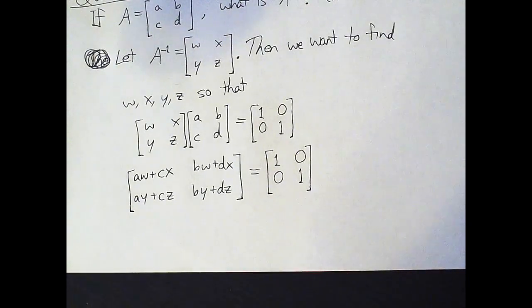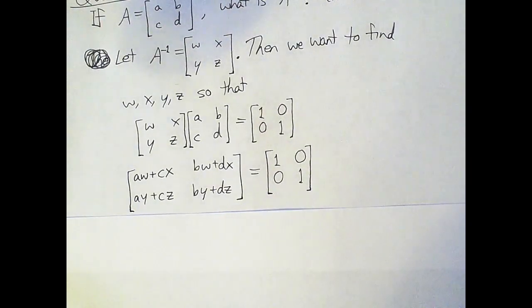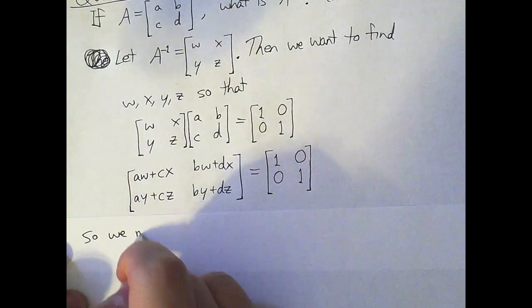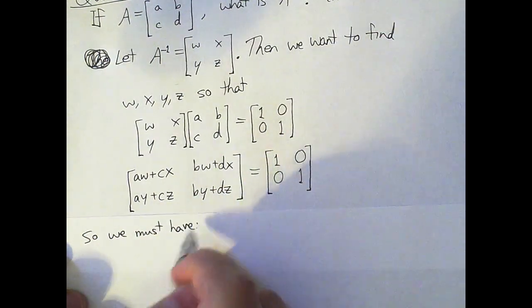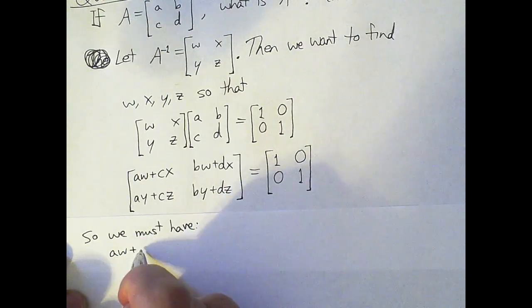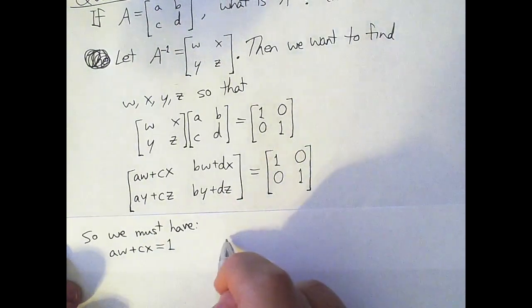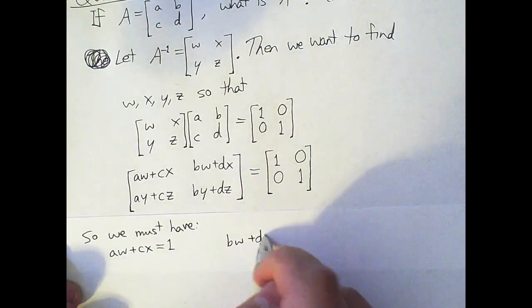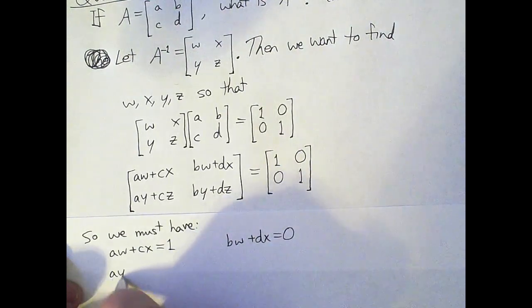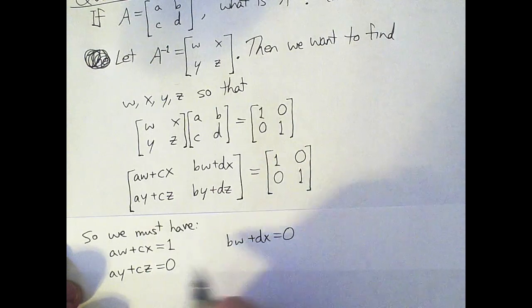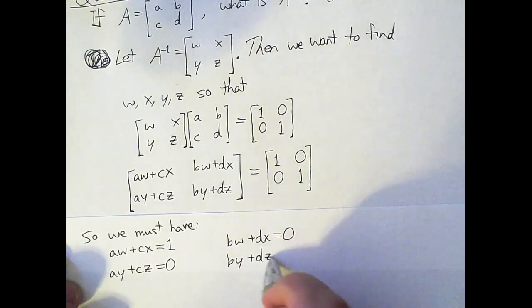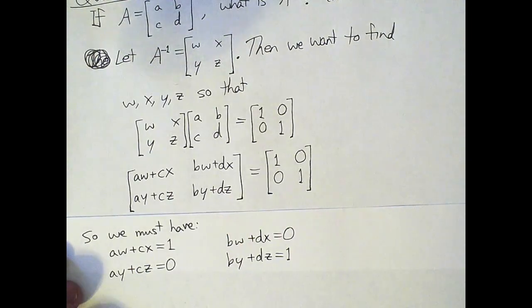Now, do you remember that in the previous lesson, we said that if two matrices are equal to each other, they must have exactly the same entries in exactly the same positions. So we must have AW plus CX must equal 1. BW plus DX must equal 0. AY plus CZ must equal 0. BY plus DZ must equal 1. All four of those things have to be true.